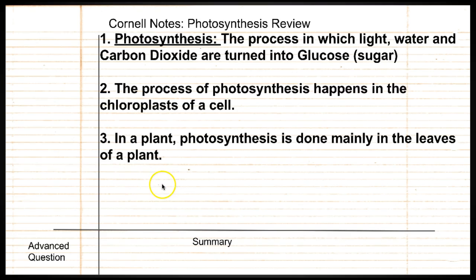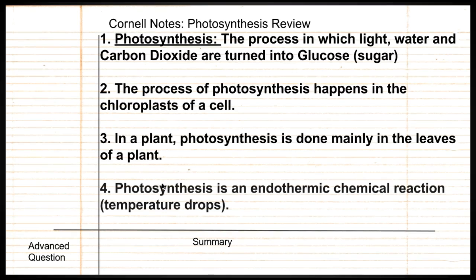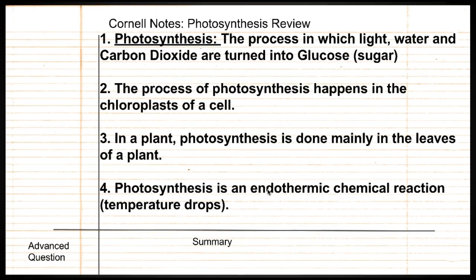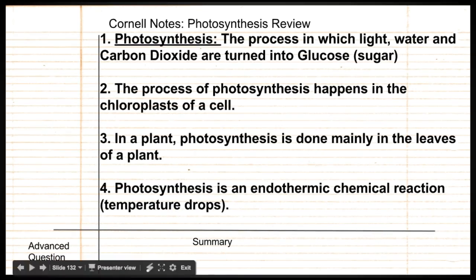All right, let's move on to 4, the last idea for today. This is a new idea. Photosynthesis is called an endothermic reaction. So all chemical reactions, including photosynthesis, are either endothermic or exothermic. Endothermic means there's a temperature drop. So when you combine carbon, water, and light, the temperature actually drops inside the leaf very slightly. Okay, go ahead and come up with your question for 4, and then start your summary and your advanced questions.